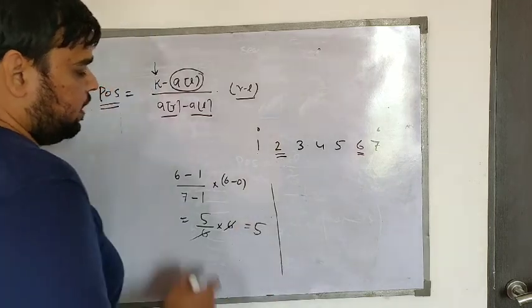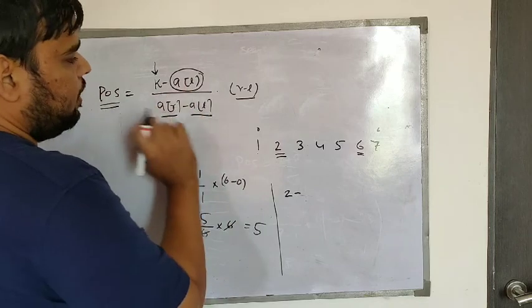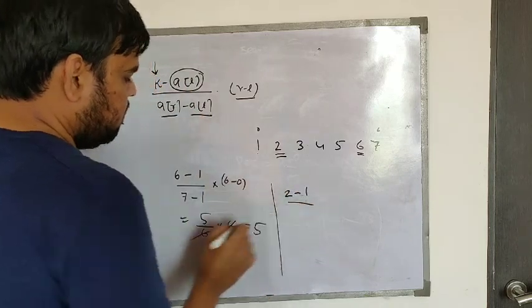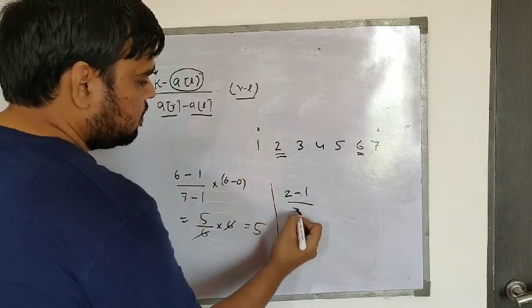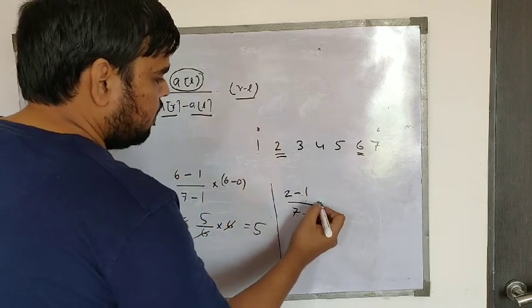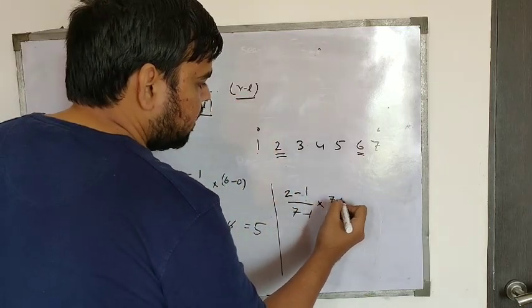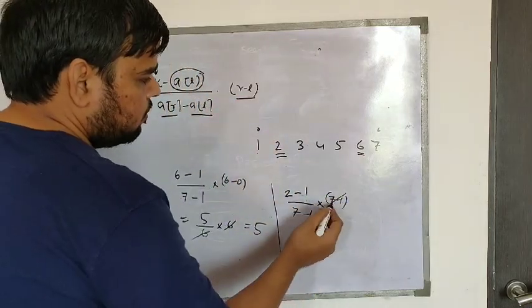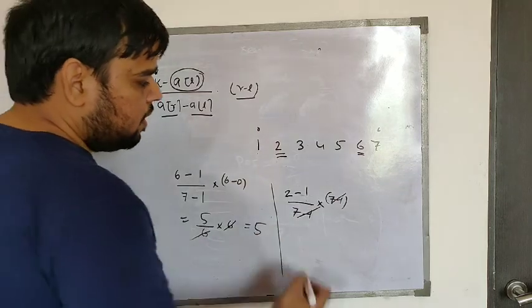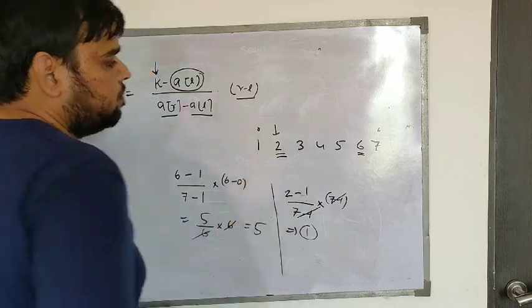So now my k is 2. 2 minus AL, AL is 1, AR is 7 minus AL is 1, into R minus L, 7 minus 1. So now these will be cancelled out. So the 2 minus 1 will be 1. So my key is present here.